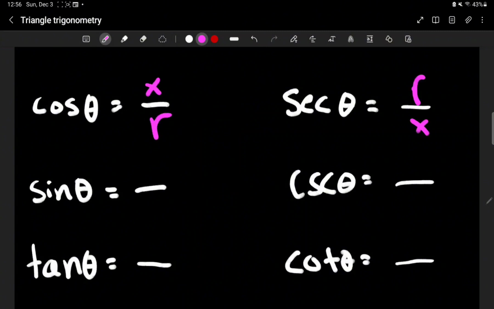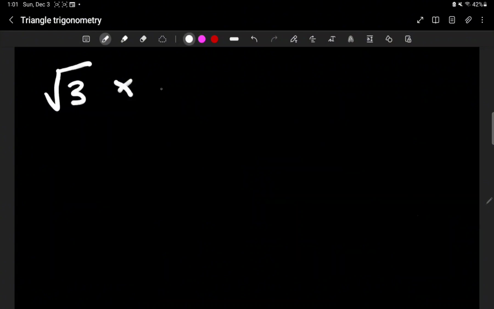Sine theta is going to be y over r. Tangent is y over x, so cotangent would be x over y. Square root 3 times square root 3, you would get 3.